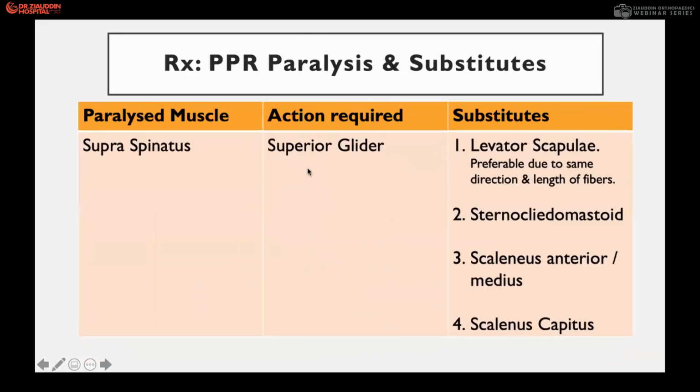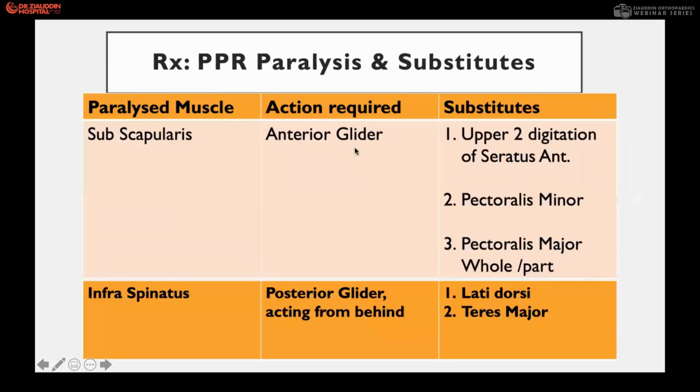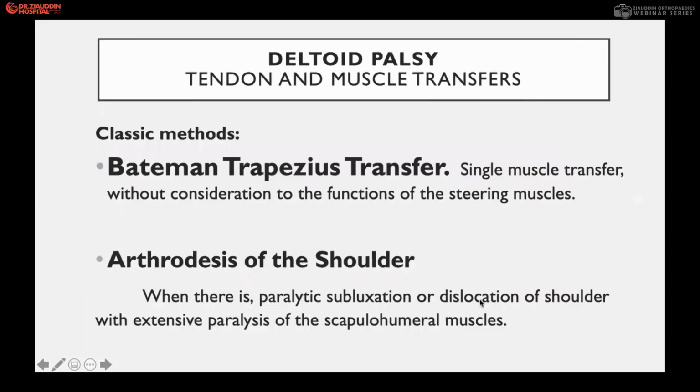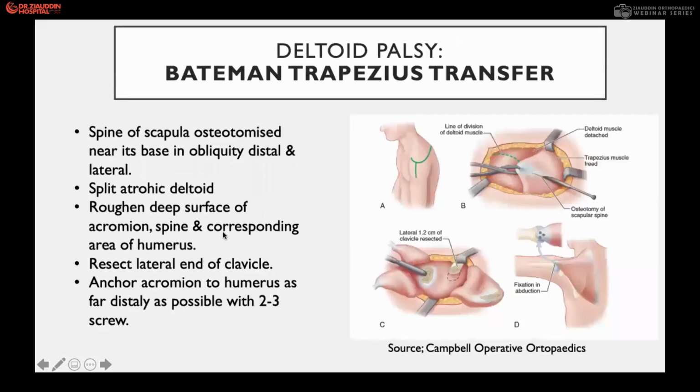These are the muscles which can be transferred: for the supraspinatus, the levator scapulae is commonly transferred. For subscapularis, the upper digitation of serratus anterior or the pectoralis minor is transferred. For infraspinatus, latissimus dorsi and the teres major can be transferred. For the deltoid paralysis, the most common procedure is the trapezius transfer. And when there is a flail shoulder, there is arthrodesis of the shoulder.